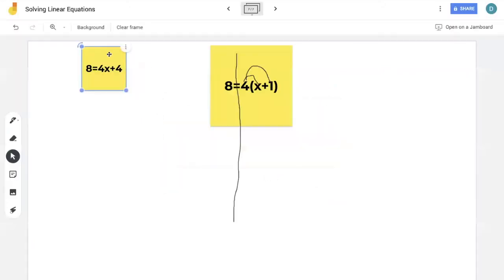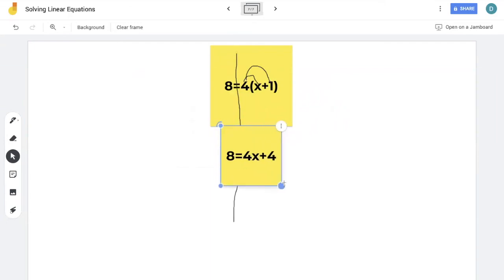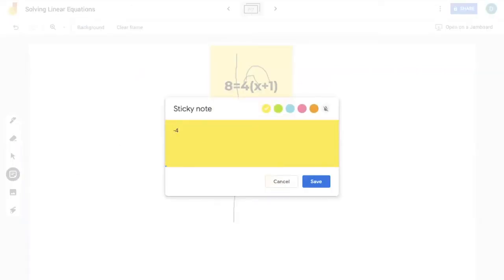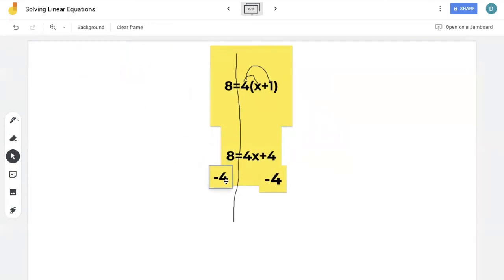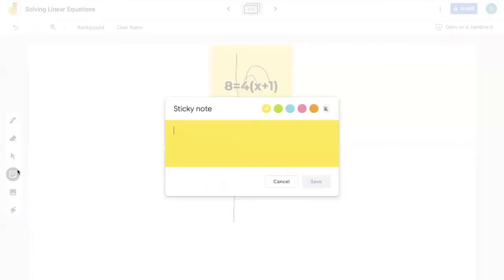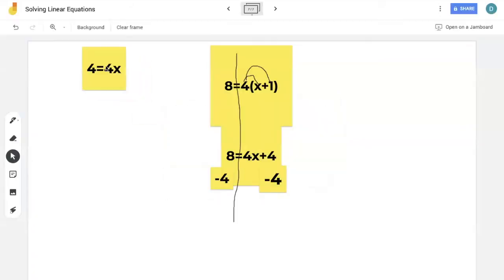And you can clearly see all we did was we multiplied by 4 for both the x and the 1. That's all we did. So now we can follow our other steps, right? Subtract 4 from each side, like that. And so that will bring us to 4 equals 4x. Just like that.